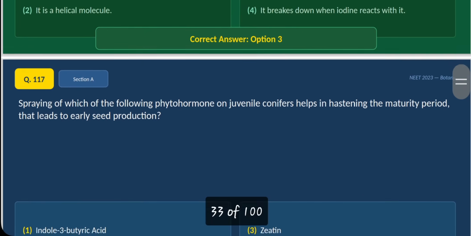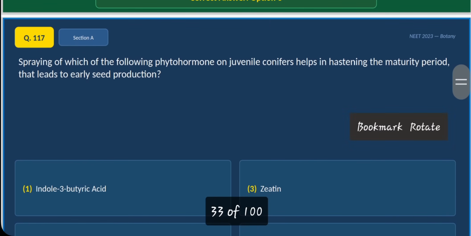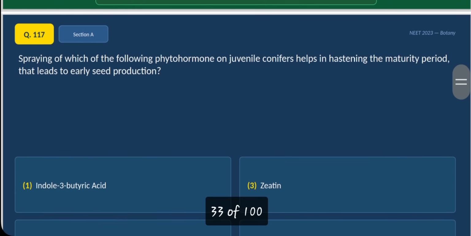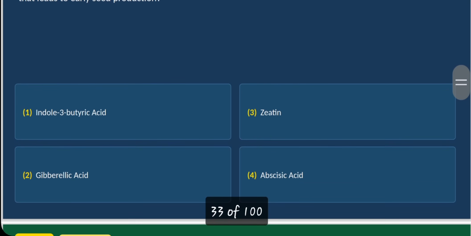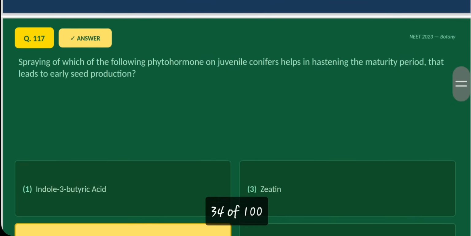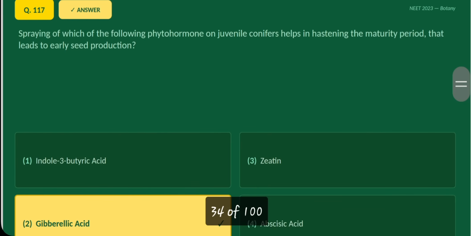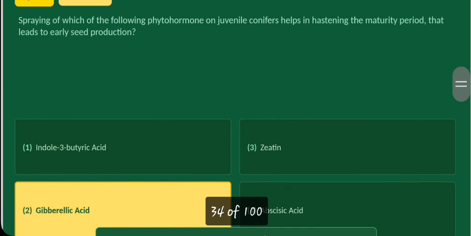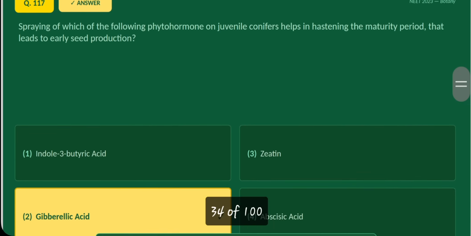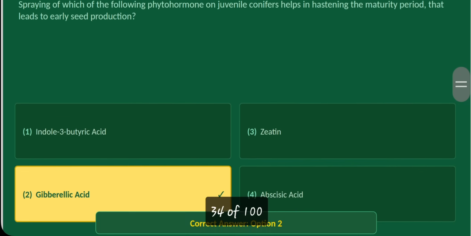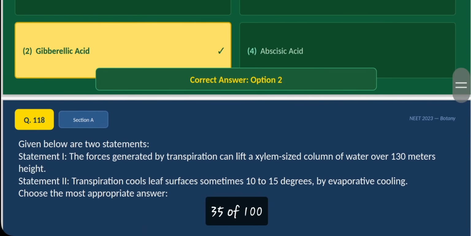Spraying of which of the following phytohormones on juvenile conifers helps in hastening the maturity period that leads to early seed production? Indole butyric acid, zeatin, gibberellic acid, or abscisic acid? The answer is gibberellic acid. On juvenile conifers, it helps in hastening the maturity period and also leads to early seed production. Gibberellic acid is the answer.